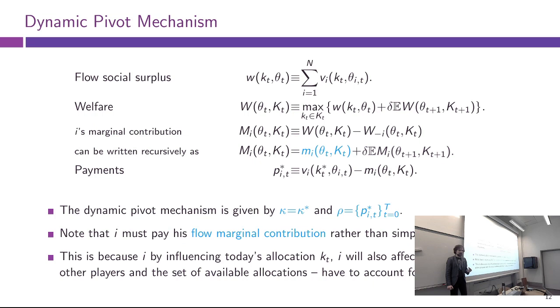And now you want to isolate player I's contribution to this welfare. So let's denote I's marginal contribution as this M_I, and it will be the difference between exactly this measure big W and this W minus I, which is constructed in the same way as K star minus I was constructed in the static setting. So the definition is not on the slide, but W minus I is the same. It will be the sum of flow social surplus today and the expected welfare tomorrow under the allocation that does not maximize all players' welfare, but which only maximizes welfare of all players except for player I.